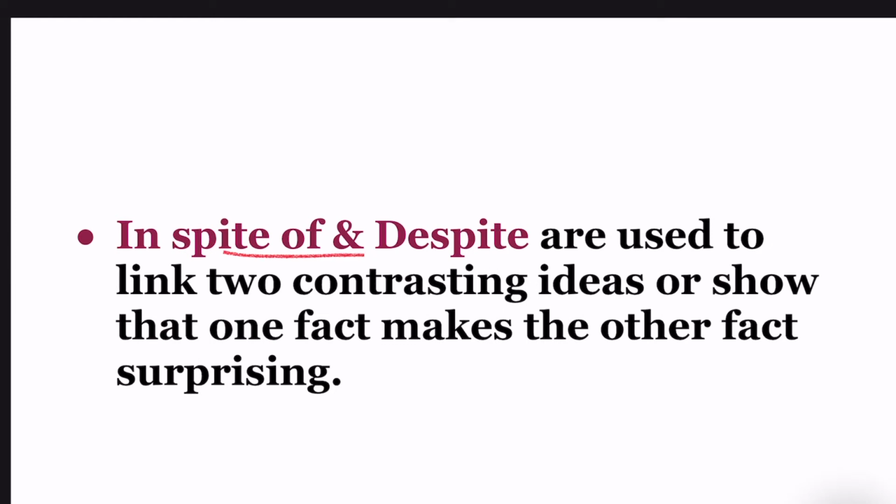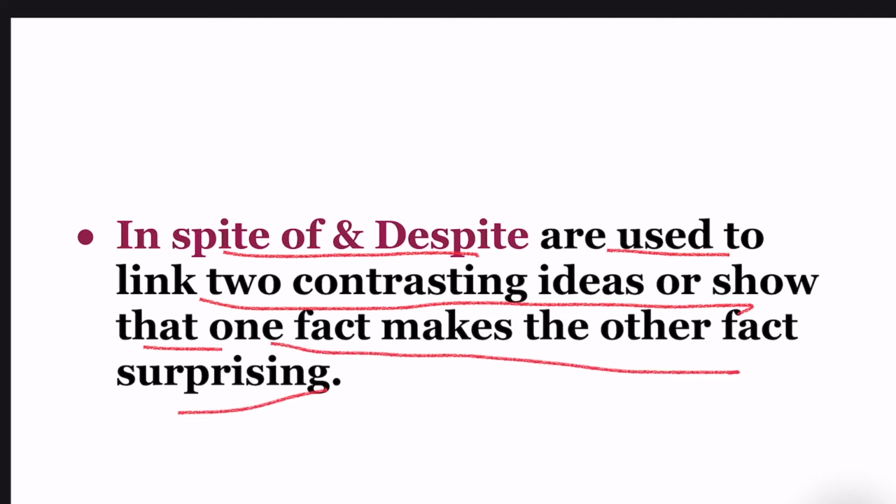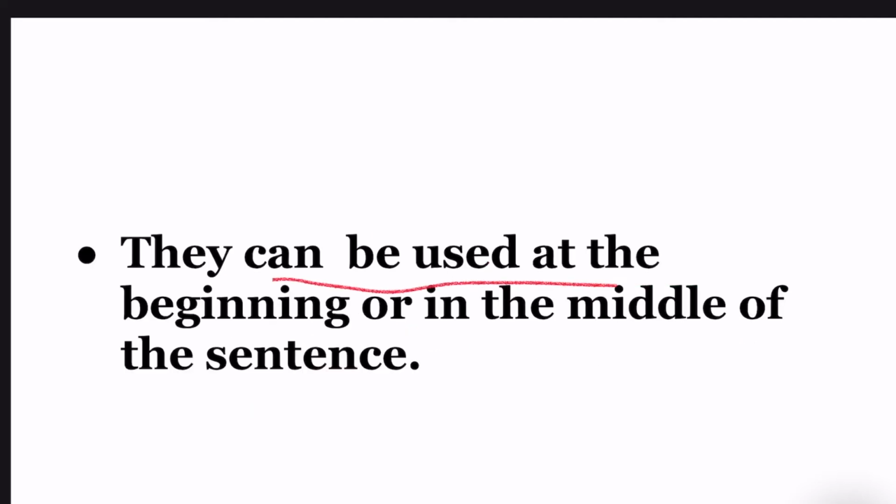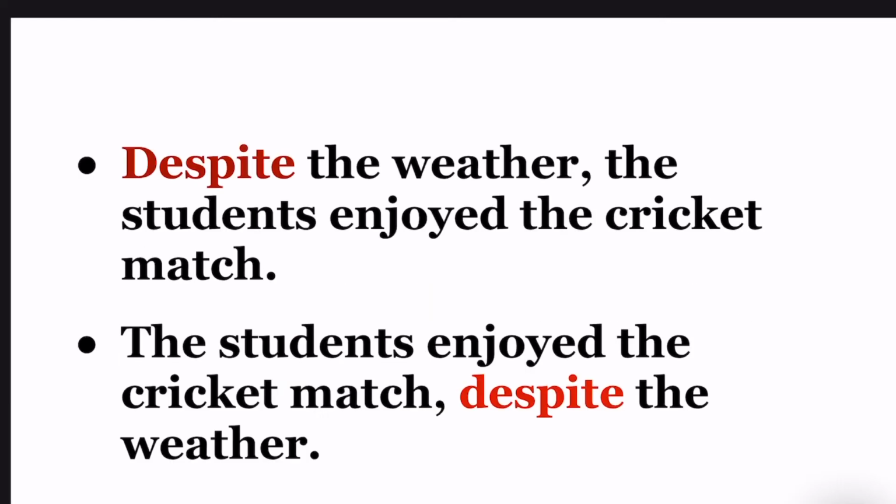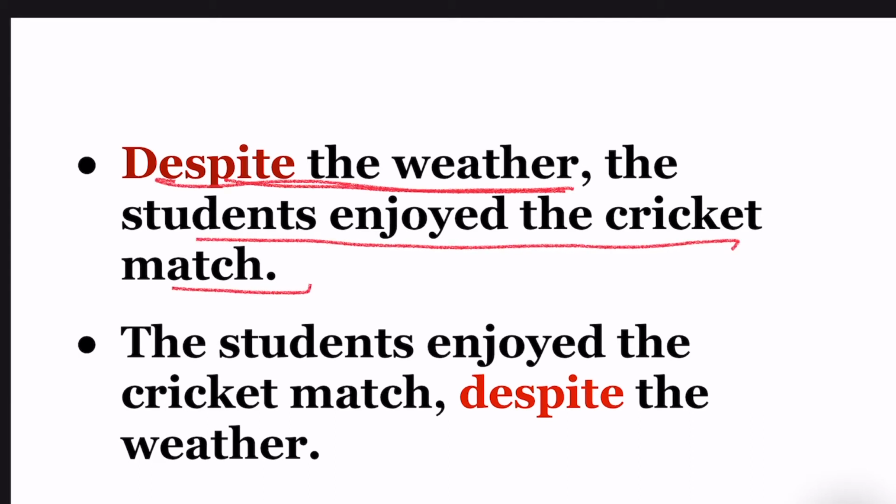In spite of and despite are used to link two contrasting ideas or show that one fact makes the other fact surprising. They can be used at the beginning or in the middle of the sentence. Look at the example here. Despite the weather, the students enjoyed the cricket match. The students enjoyed the cricket match despite the weather.